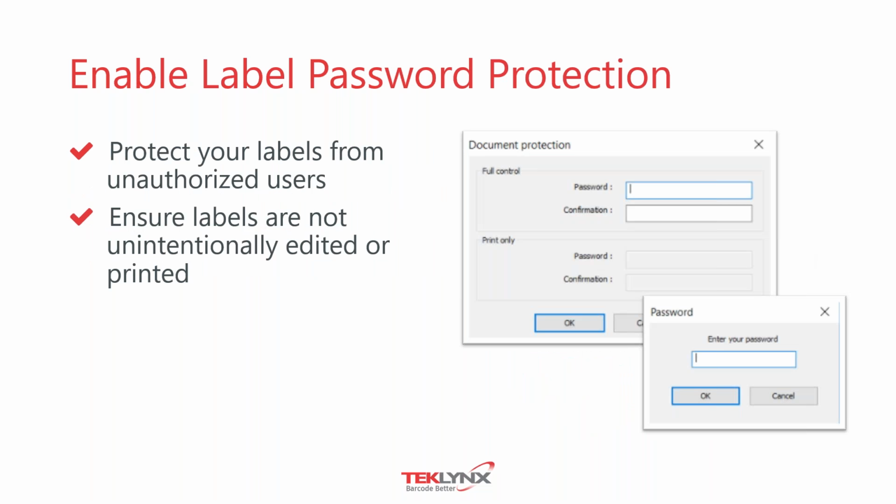So the first thing we can do is enable label password protection. It's by far the easiest thing we can do in this software. It's going to be a document level password. So it's not just on opening up the software, though we do have that, and we'll be talking about that next. This is per document. You can set up a full control and a print-only password, so essentially an admin and then the print users. It's really going to protect your labels from unauthorized users.